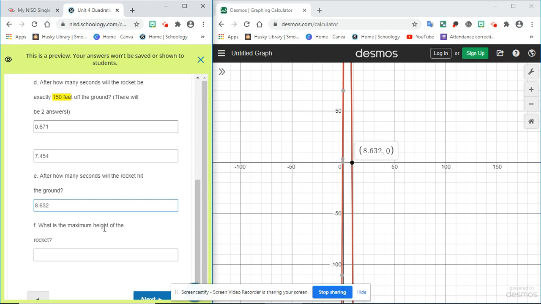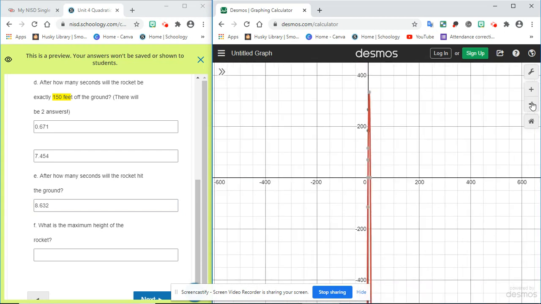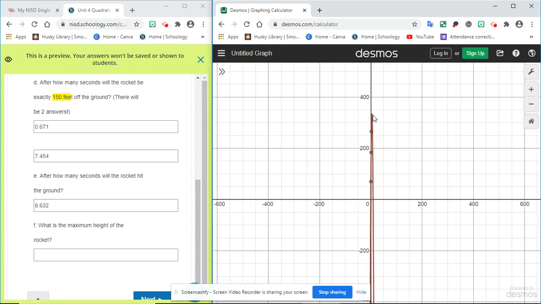And then lastly, what is the maximum height of the rocket? Well, the maximum height is always going to be at the vertex, the peak. So if I zoom out, the peak is right up here. When I click on the vertex, the maximum height is 334.062. It's not this one because remember, x represents seconds. This is how many seconds it takes to hit the maximum level. This is the actual maximum height. As long as you remember that x represents time and y represents height from your table from the previous problem, you should be okay. So 334.062. And that is the maximum height of the rocket.